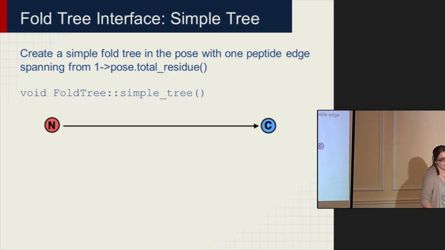So just going through these methods. The simple tree method, as I just said, will create a simple full tree going from the first residue to the last residue in your pose. This is just an example of a simple full tree topology from N to C.